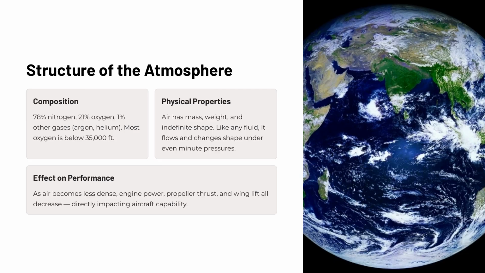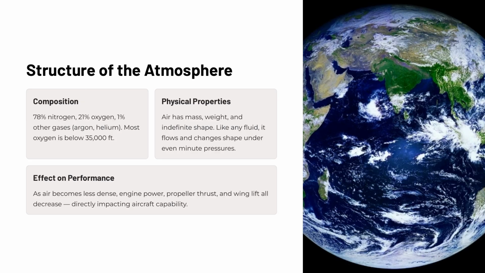The atmosphere is made up of a mixture of gases, with nitrogen accounting for roughly 78% and oxygen making up about 21%. The remaining 1% consists of trace gases such as argon and helium. One critical point for aviators is that the majority of usable oxygen exists below 35,000 feet, a fact that has direct implications for both human physiology and engine performance at altitude.